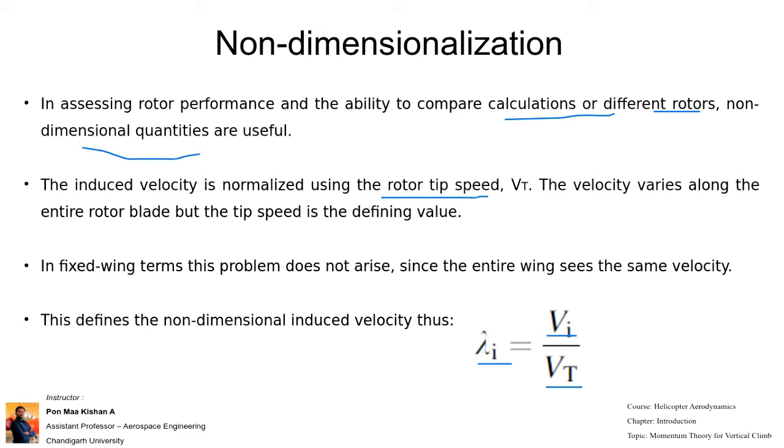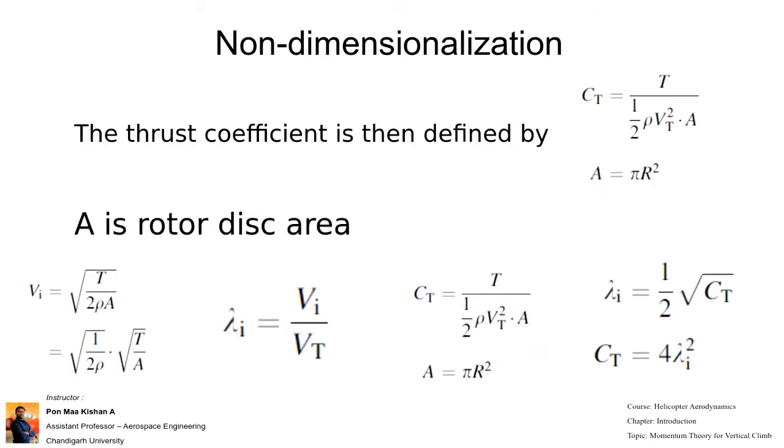With this we will start the session. Kindly remember that the non-dimensional induced velocity is given by the induced velocity divided by the rotor tip speed. The meter per second cancels, so the number is called a non-dimensional number. It is the ratio between the induced velocity and the rotor tip speed. In the same manner, it is done for the coefficient of thrust and the coefficient of power. So we have to calculate the coefficient of thrust and coefficient of power.